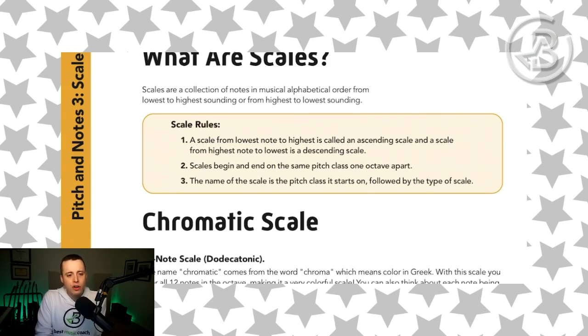Now let's say we have a chromatic scale that starts on C. Again, it doesn't matter what octave register, just the pitch class. We're going to call that a C chromatic scale. Let's say we have a chromatic scale that starts on F sharp. We're going to call it an F sharp chromatic scale, and it doesn't matter if it's ascending or descending. Doesn't matter if it's going from low to high or high to low. We're still just going to use the formula of the note that it starts on, the pitch class, then the type of scale.